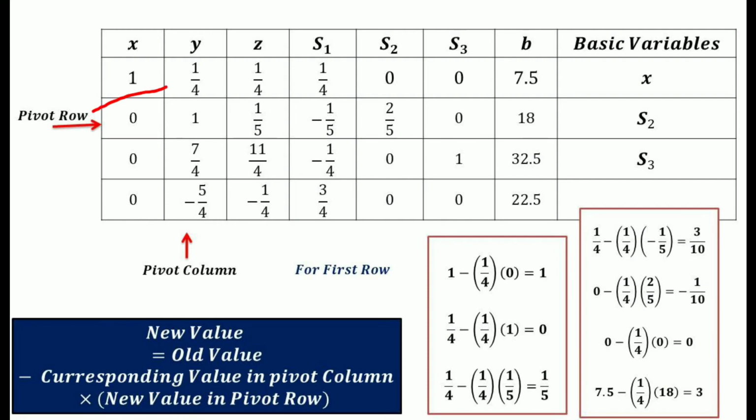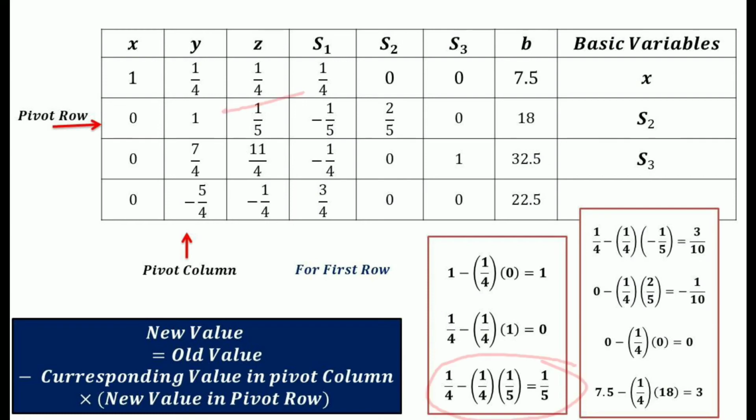So the old value in the first row is 1 minus corresponding value in the pivot column, that is 1 upon 4, into new value in the pivot row is 0. So 1 minus 1 upon 4 into 0, which is equal to 1. Similarly, consider the second element, that is 1 upon 4 minus corresponding value in the pivot column, that is again 1 upon 4, into new value in the pivot row, which is equal to 1. So 1 upon 4 minus 1 upon 4 into 1 is equal to 0.